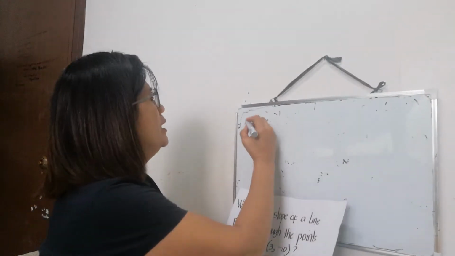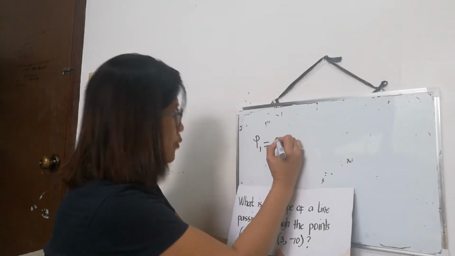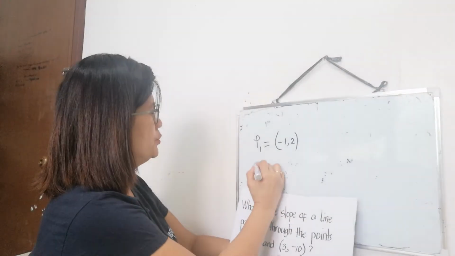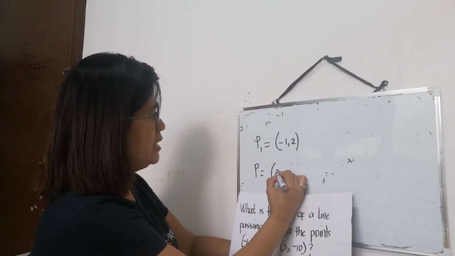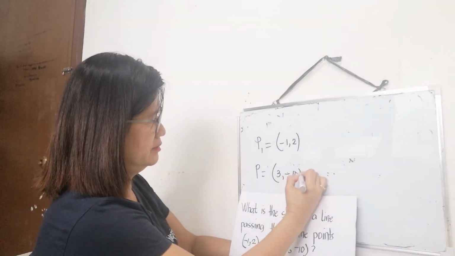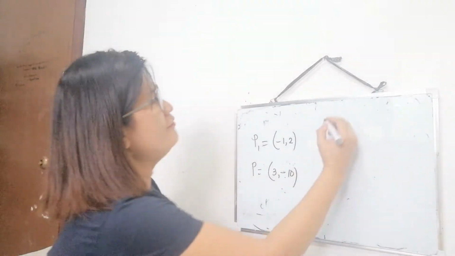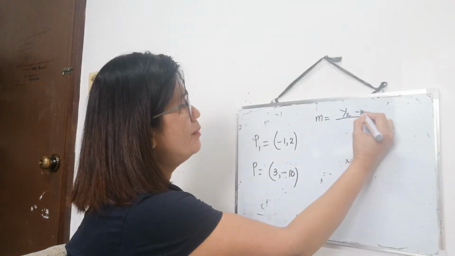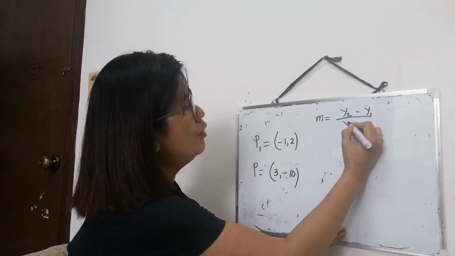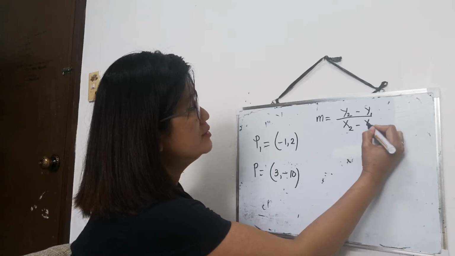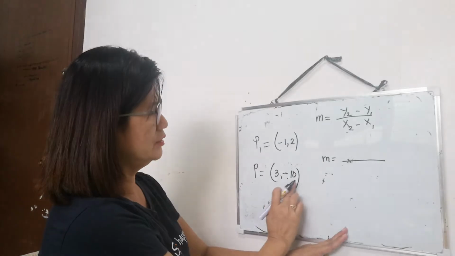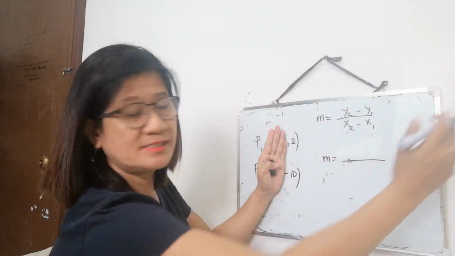So, let's solve. Our P1 is equal to negative 1, 2. Our point 2 is equal to 3, negative 10. Then, we will follow the formula m equals y sub 2 minus y sub 1 all over x sub 2 minus x sub 1. Okay, so dito lang tayo titingin sa gilid, no? Dito sa, yung mga nasa right side.